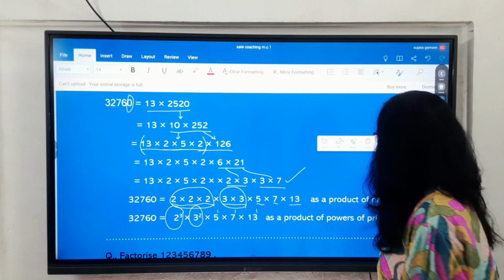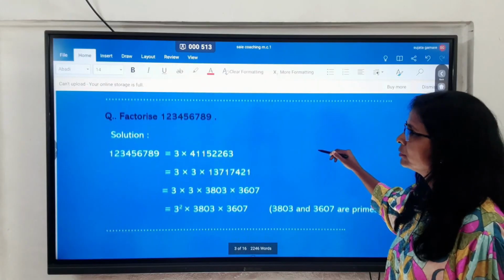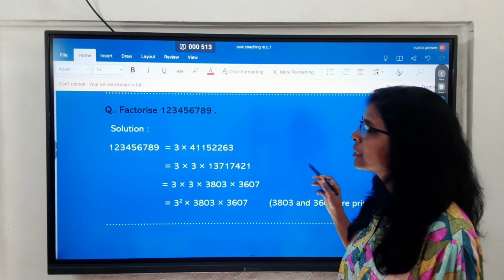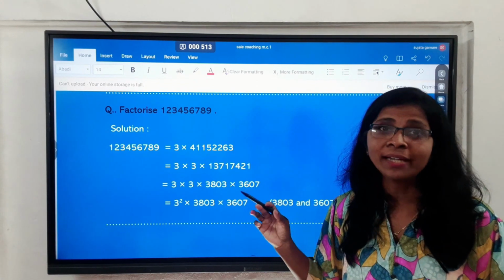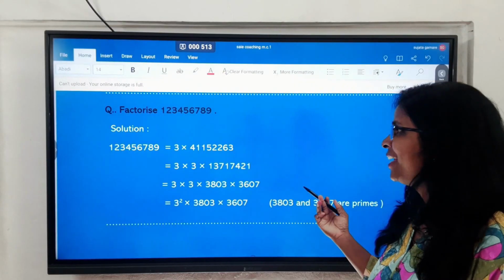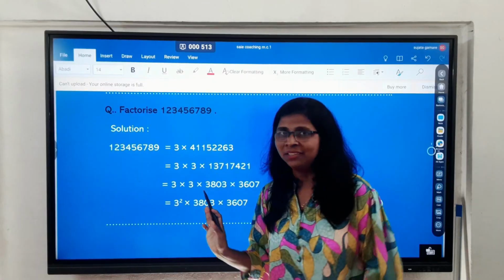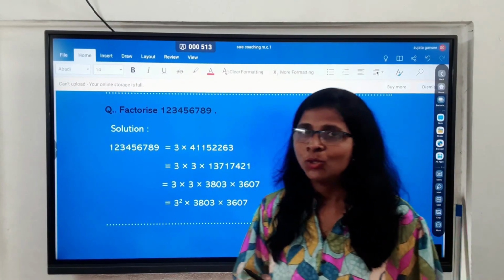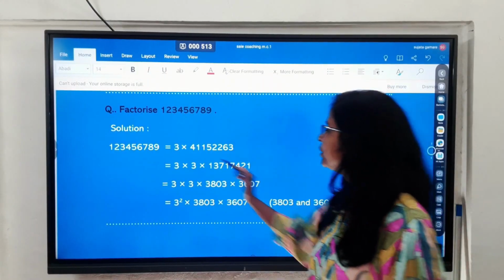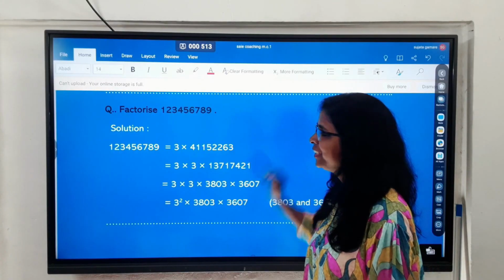So now, next example. See the biggest number, that is 123456789. We have to factorize this number. Now here, this is the biggest number and I know that this number is divisible by 3. So the factors of this are 3 into 41152263.